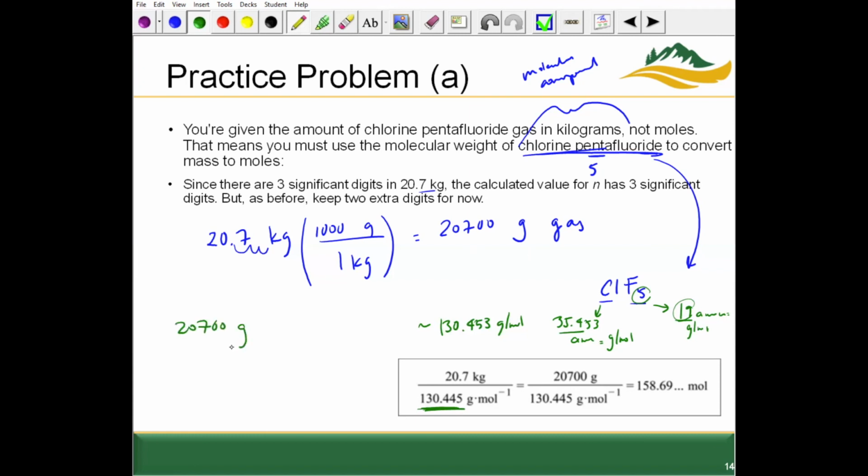If we have this many grams of the gas, but we have this molar mass now, we can say 130.445 grams per mole. We want grams to cancel out, so we'll orient the molar mass like this. And again, I like to write it out so that I can see all my units get canceled out. So this gram amount multiplied by moles over grams, rather than showing it as divided by grams per mole. I think it's easier to visualize it like this. This divided by this is 158.69 with some other digits, moles.